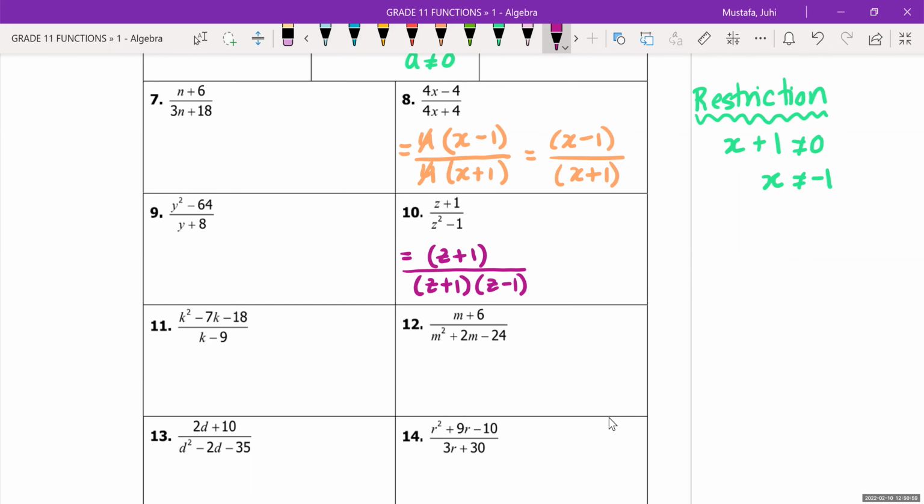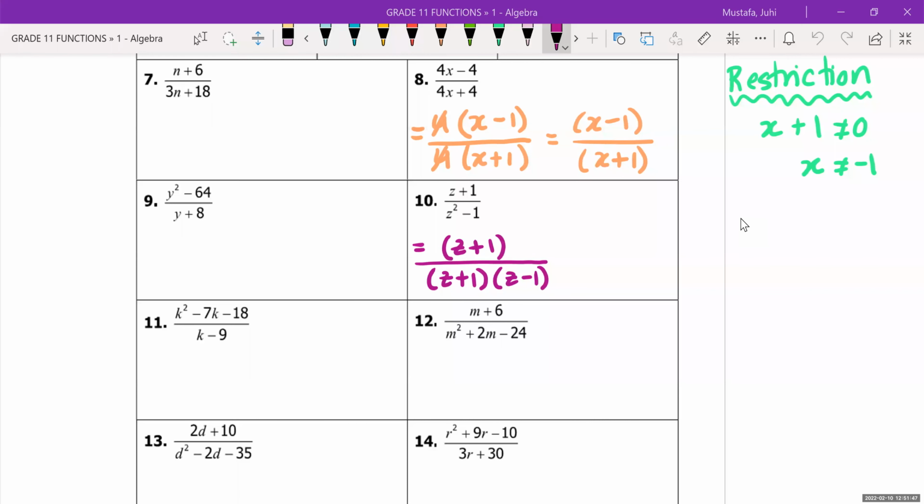And I got z plus 1 in the numerator. In the denominator, I got z plus 1 times z minus 1. Now, do you notice that all of these brackets at the bottom are multiplied to each other? So are we allowed to cross terms out like this?